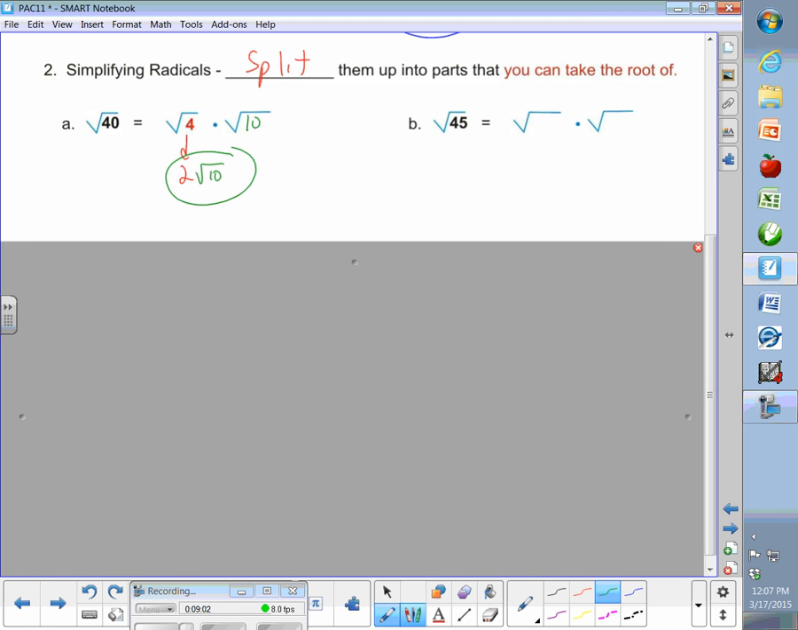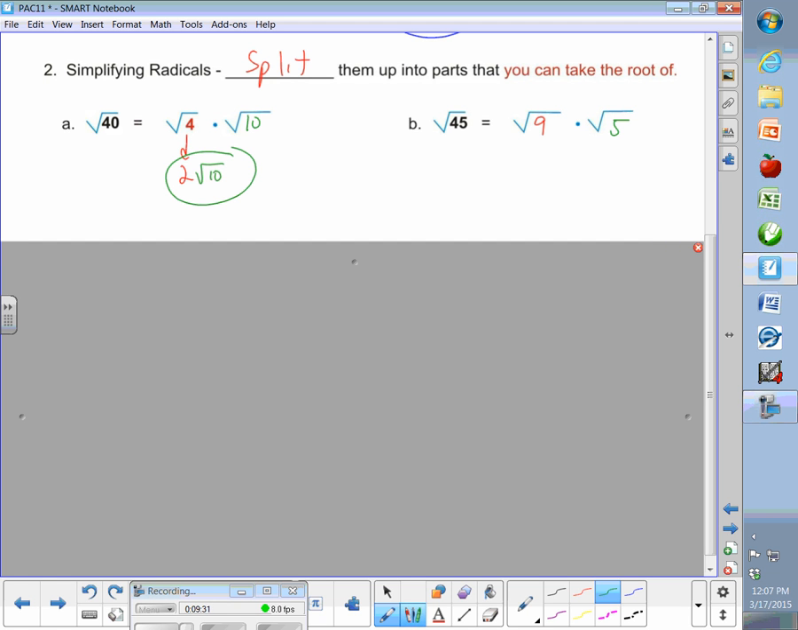So look at B. And what would I want to split this up into? And this one's kind of simple because there's not a lot of choices. Adam? Not 5 and 8, because that won't work. Okay, 5 and 9. All right, I'm going to put the 9 first in red, the one we can take the root of. And I'm going to put the 5 in the back in green. So go ahead and finish it.